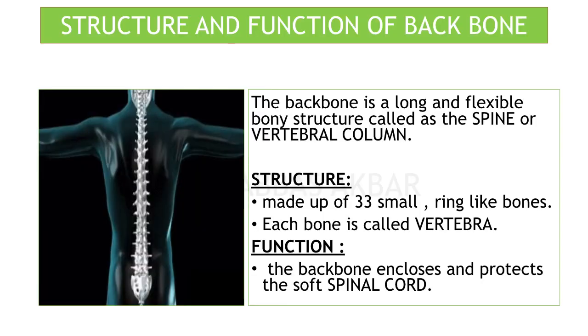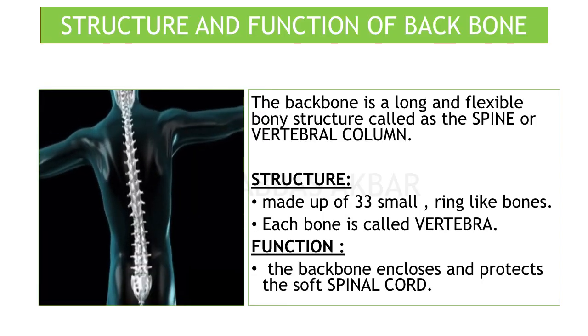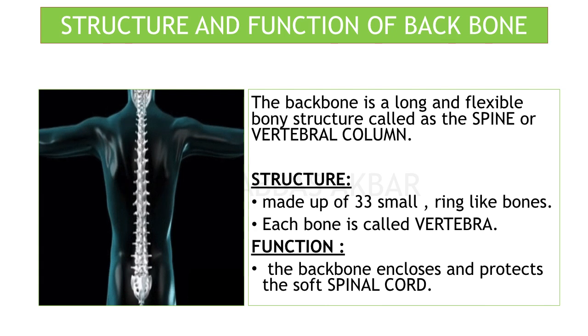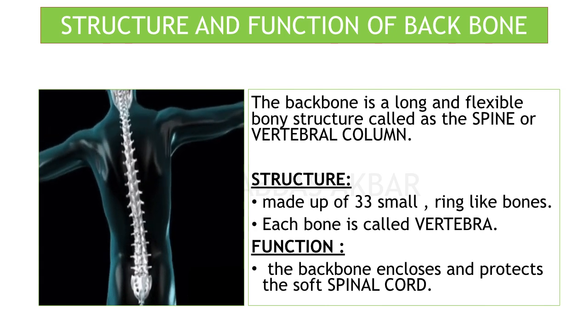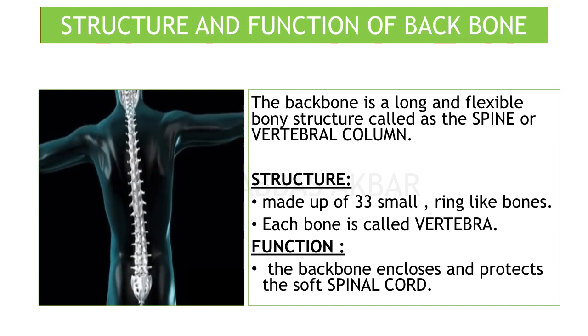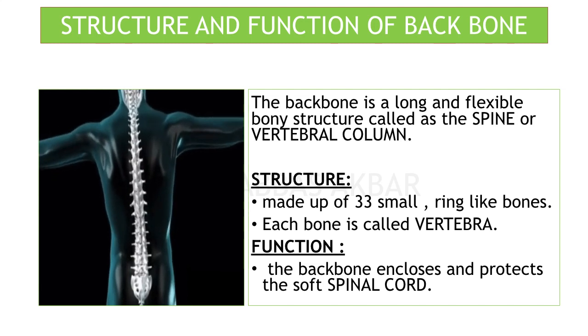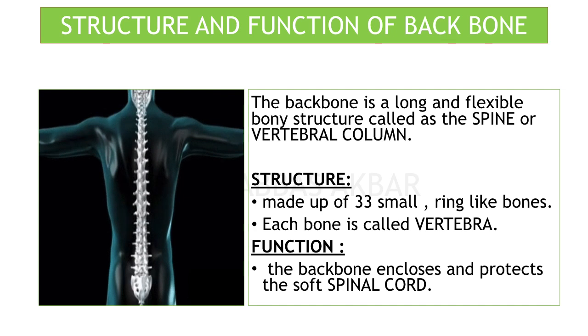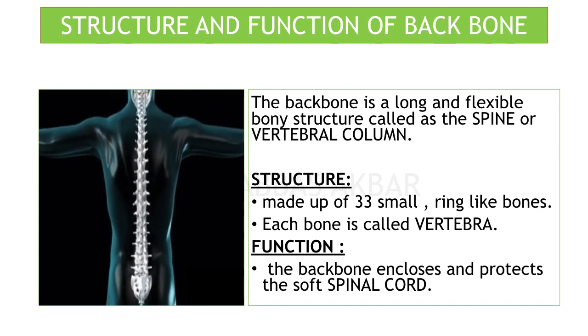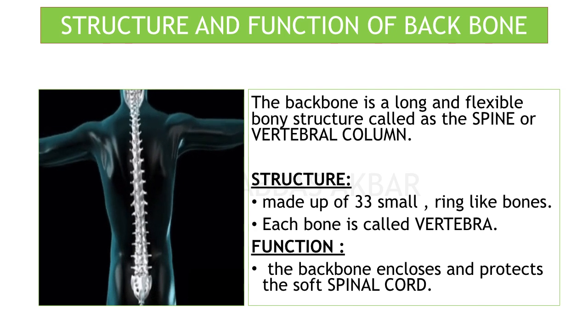Let us now talk about the structure and the function of the backbone. The backbone is a long and flexible bony structure called the spine or the vertebral column. The spine is made up of 33 small ring-like bones. Each bone is called vertebra. The backbone encloses and protects the soft spinal cord.